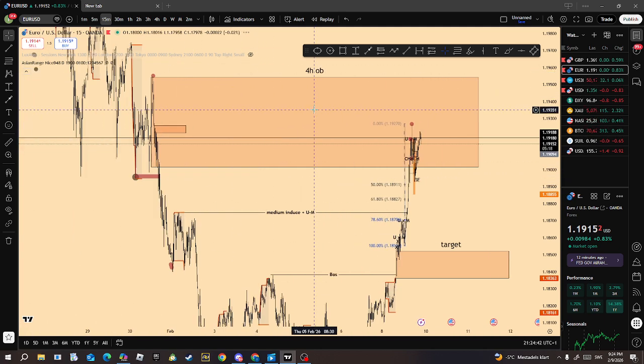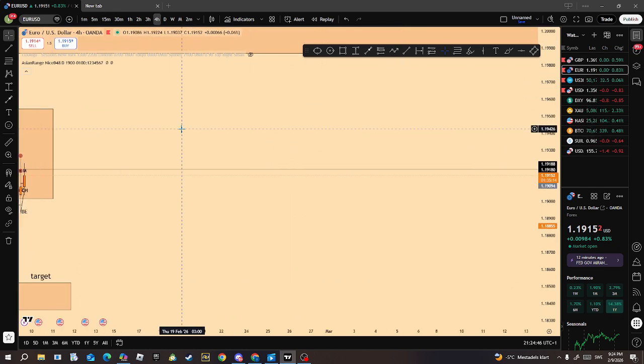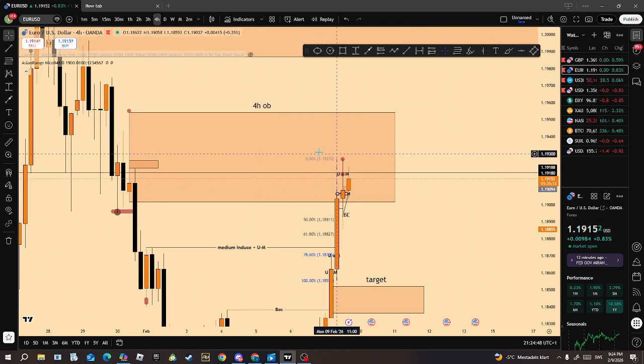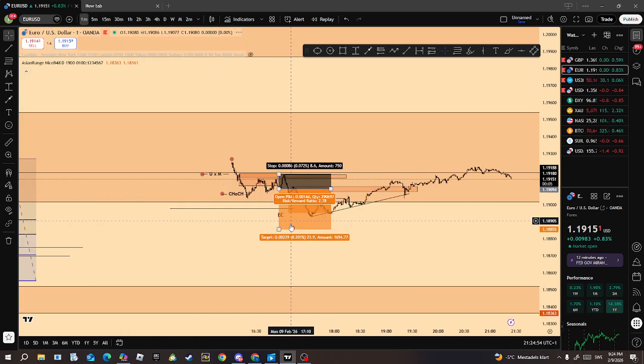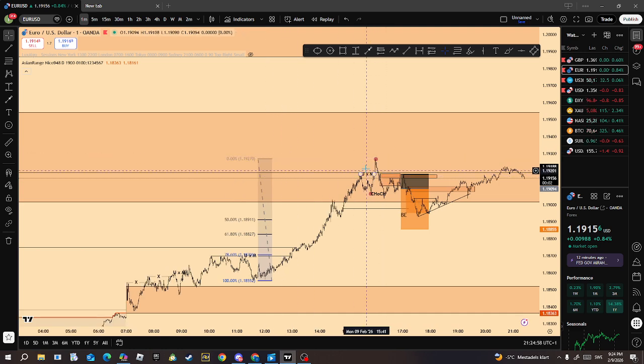So simply that, I looked to my 4 hour supply, that I thought we could react and tap here and give us a little bit of selling. As you see, price did that. We came back to that 4 hour, and the setup that I wanted for the counter trade actually presented itself.